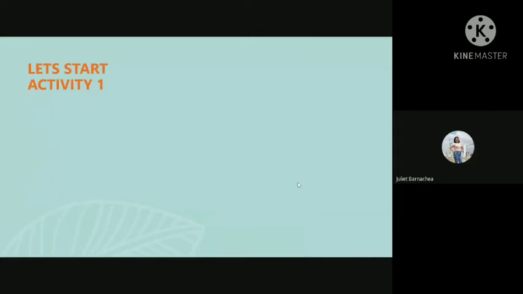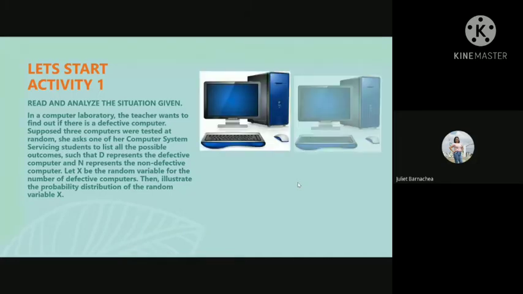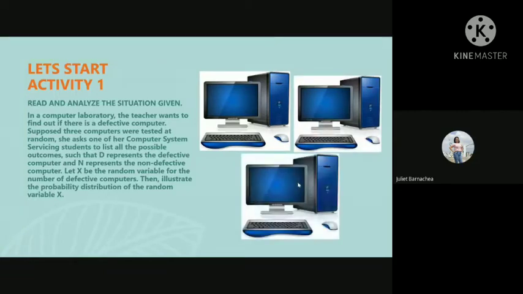So, let's start. To start with, we have our activity number 1. I want every one of you to read and analyze the situation given. In a computer laboratory, the teacher wants to find out if there is a defective computer. Suppose 3 computers were tested at random. She asked one of her computer system servicing students to list all the possible outcomes, such that D represents the defective computer and N represents the non-defective computer.